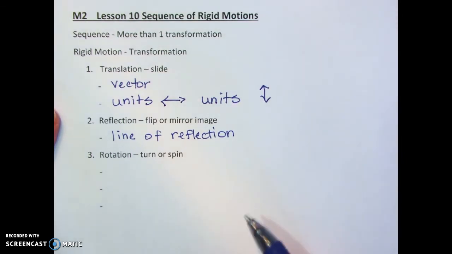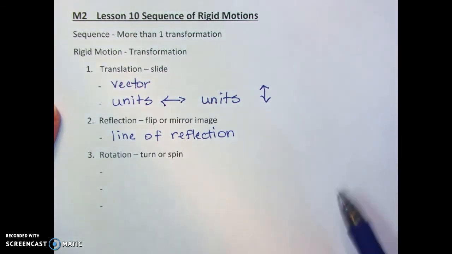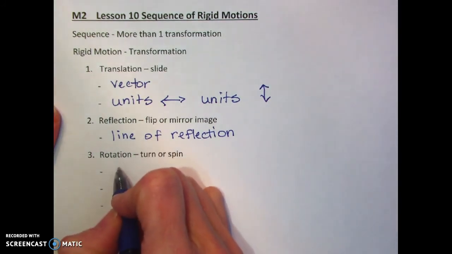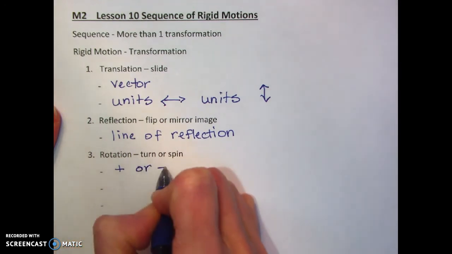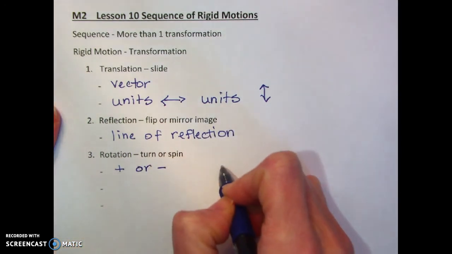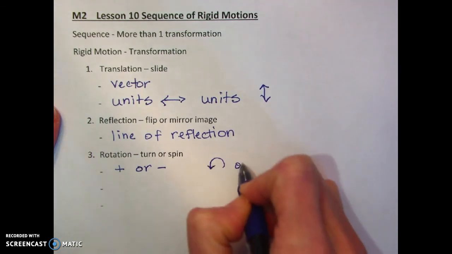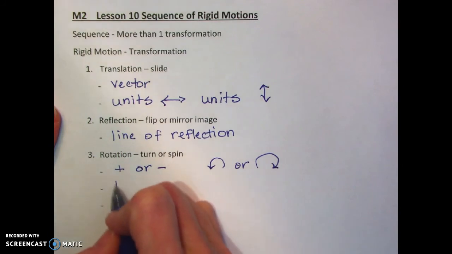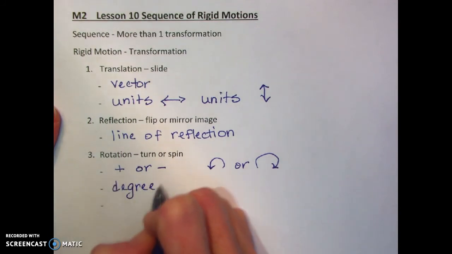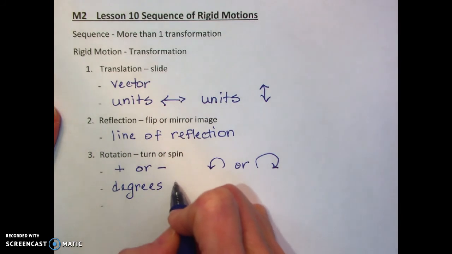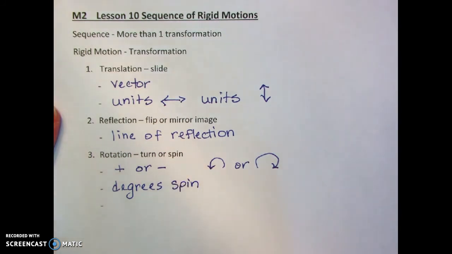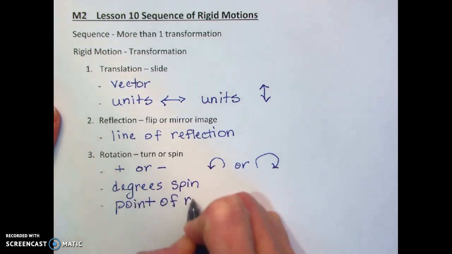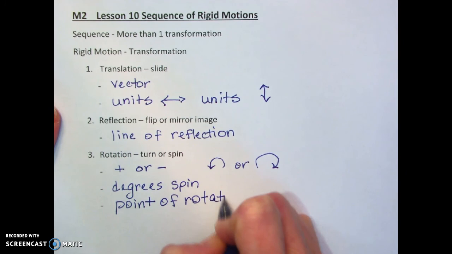Finally, if you're identifying a rotation, which is the one where we turn it or spin it, you have to say if we have a positive or negative rotation, meaning counterclockwise or clockwise. You have to tell how many degrees, or how many degrees approximately. How many degrees did they spin it? And you have to tell the point of rotation. What point did they spin around?